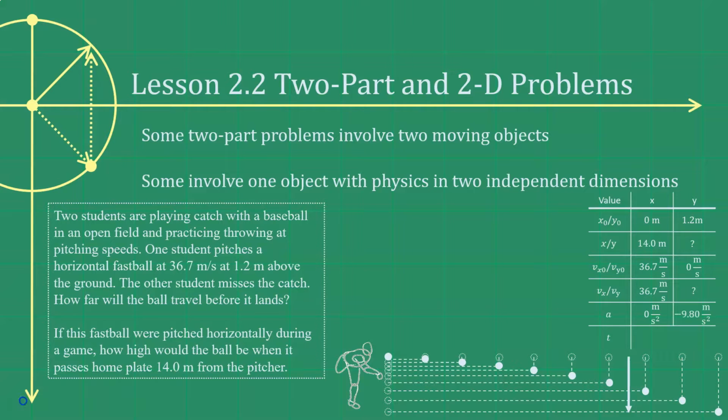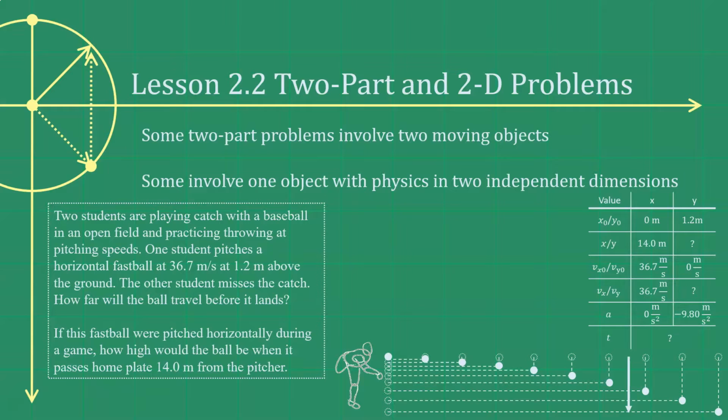And the time is still an unknown, but once again, I know that time has to be the same in both dimensions. If it moves for a certain amount of time in the x dimension, I'm going to have to use the same amount of time in the y dimension for this to make any sense. Okay, now looking at my list of knowns and unknowns, this time I know everything in the x dimension except for time, and my unknown is in the y dimension.